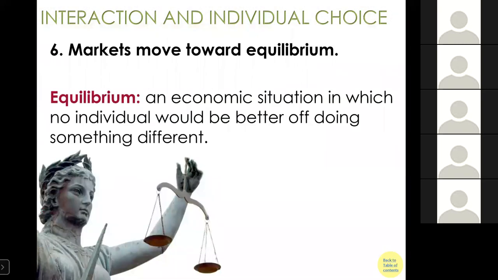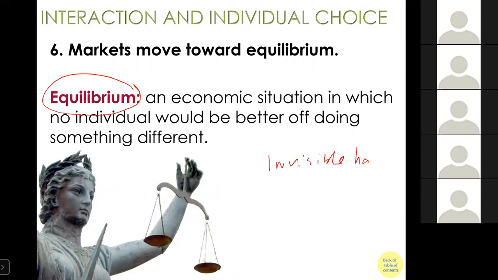And lastly, markets move towards equilibrium. What is equilibrium? Equilibrium is an economic situation in which no individual would be better off doing something different. Again, behind this concept, behind this economic situation, we have the invisible hand.